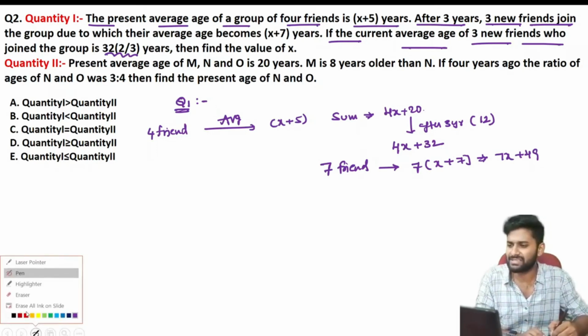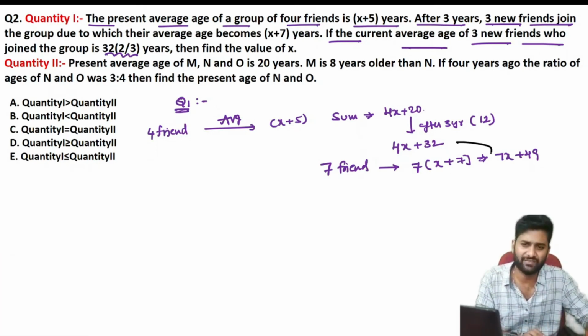See here, averages change means the sum also changes. Just find the difference of the sum. So what is the difference of the sum here? 3x. And 49 and 32 difference is exactly equal to 17 units.